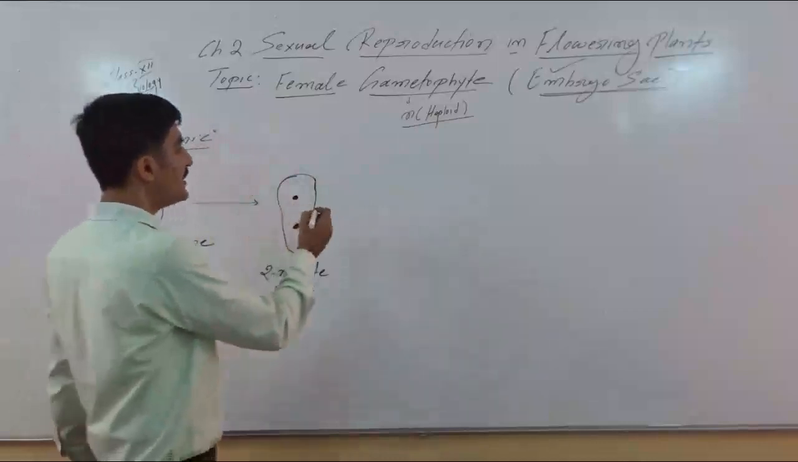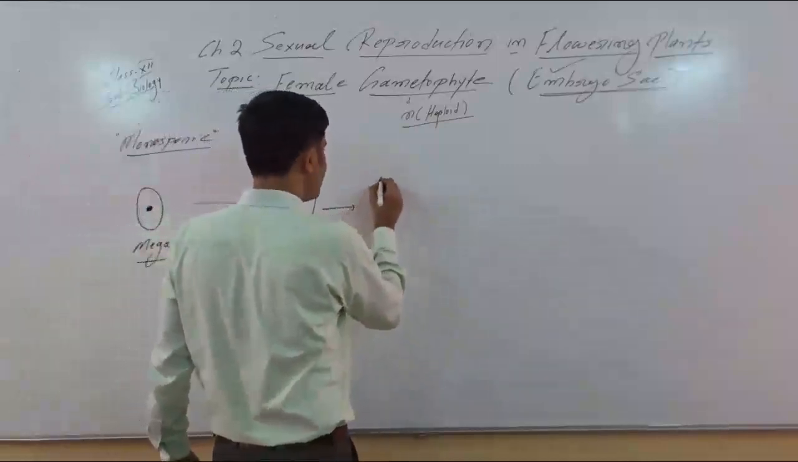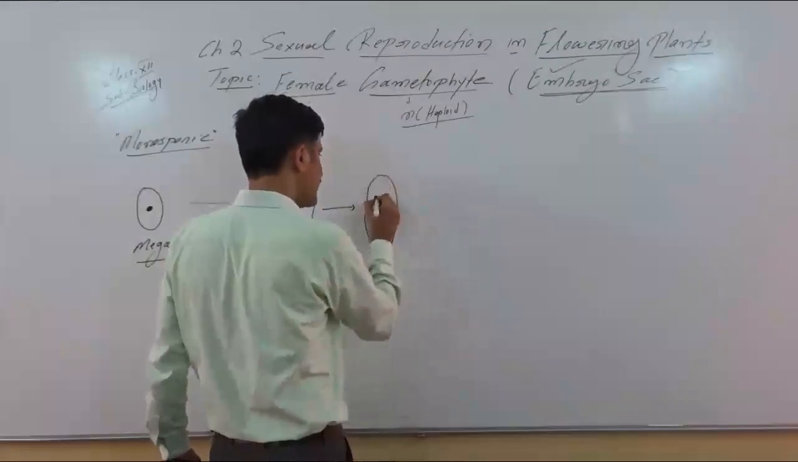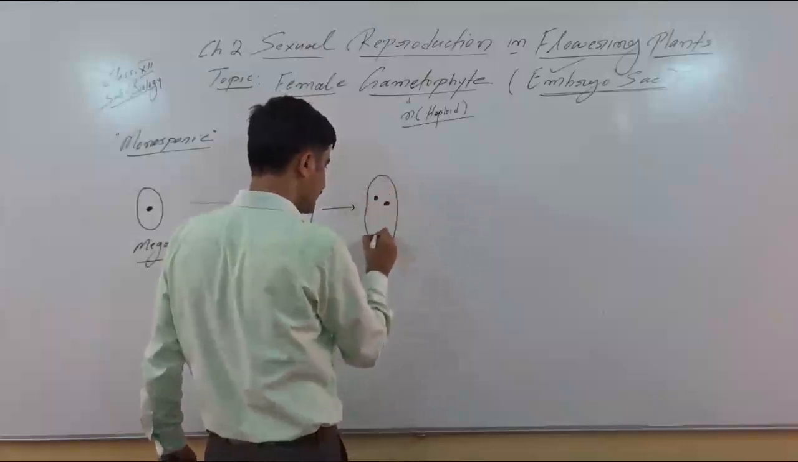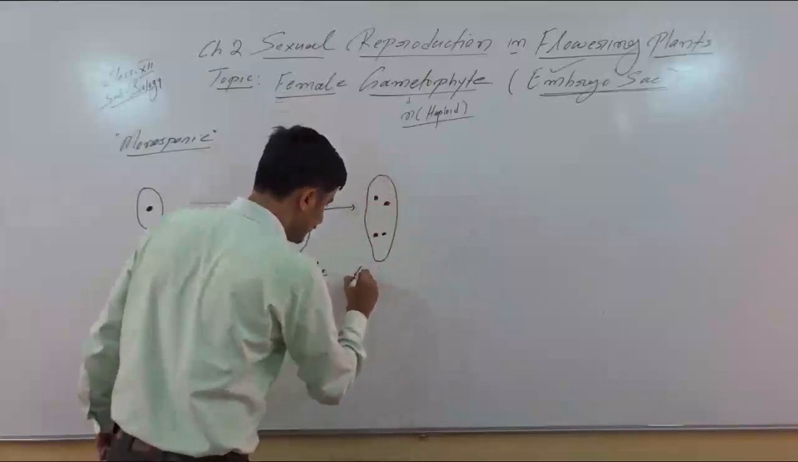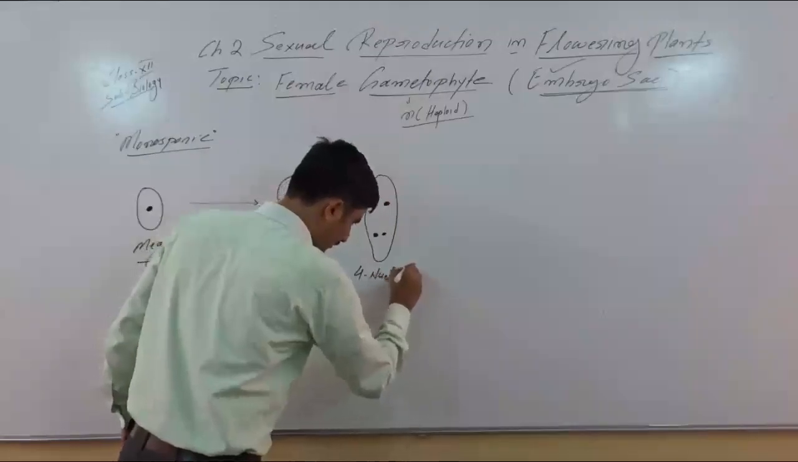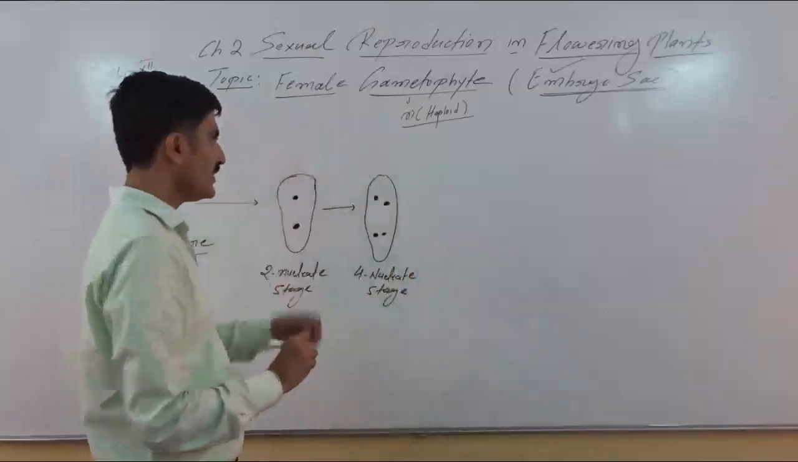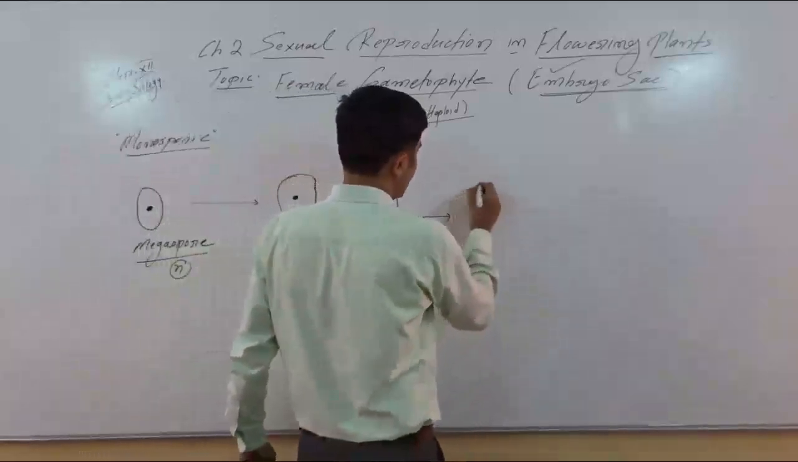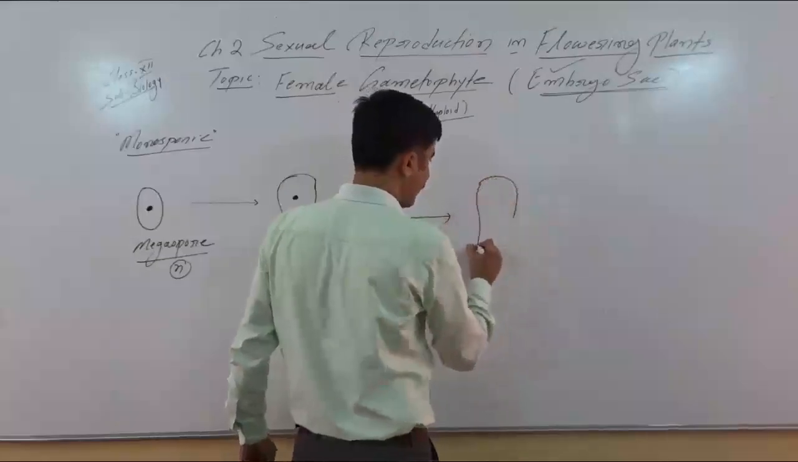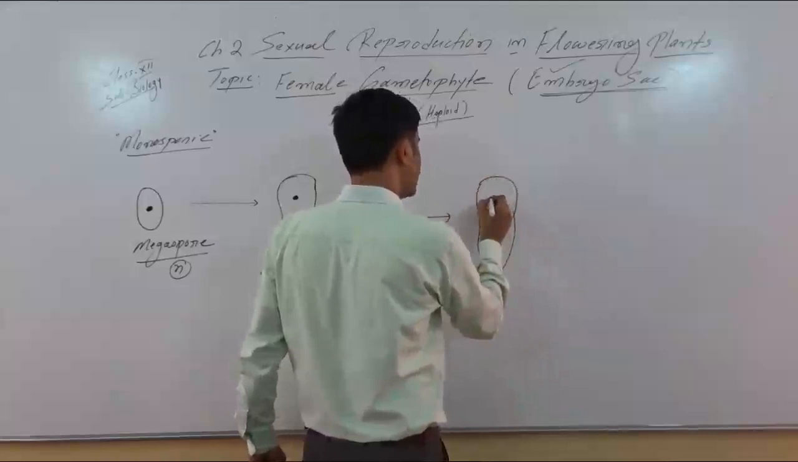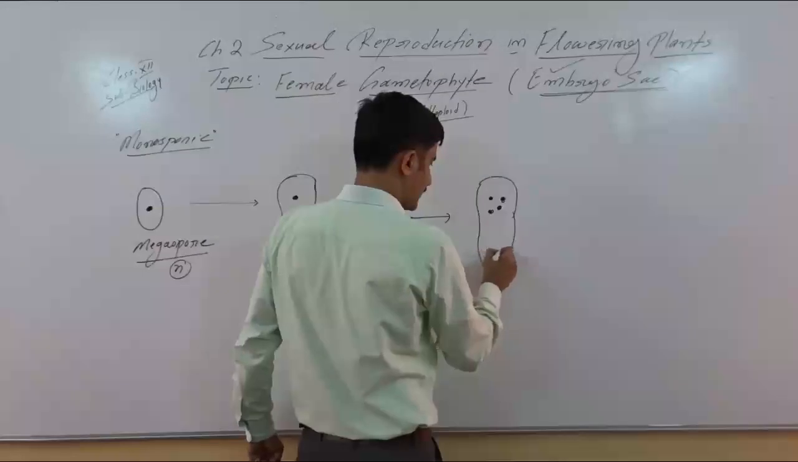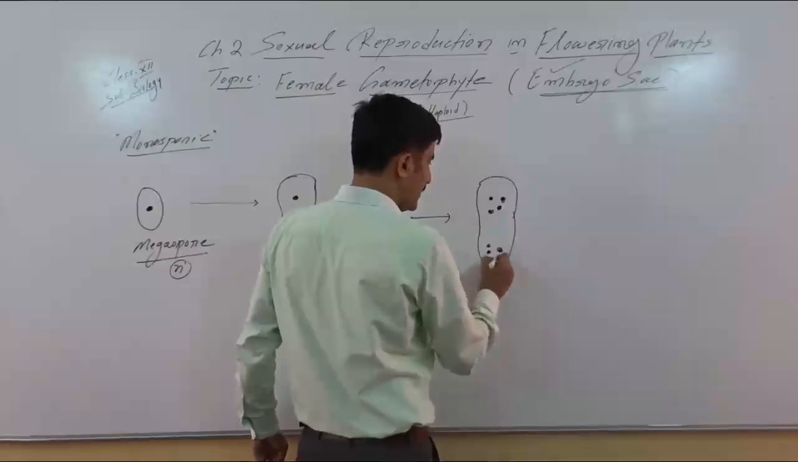Okay. Now again there will be the next division, and there will be again division of nucleus. This is called the 4 nucleate stage, right? One more subsequent division, and that leads to formation of the eight nucleate stage.